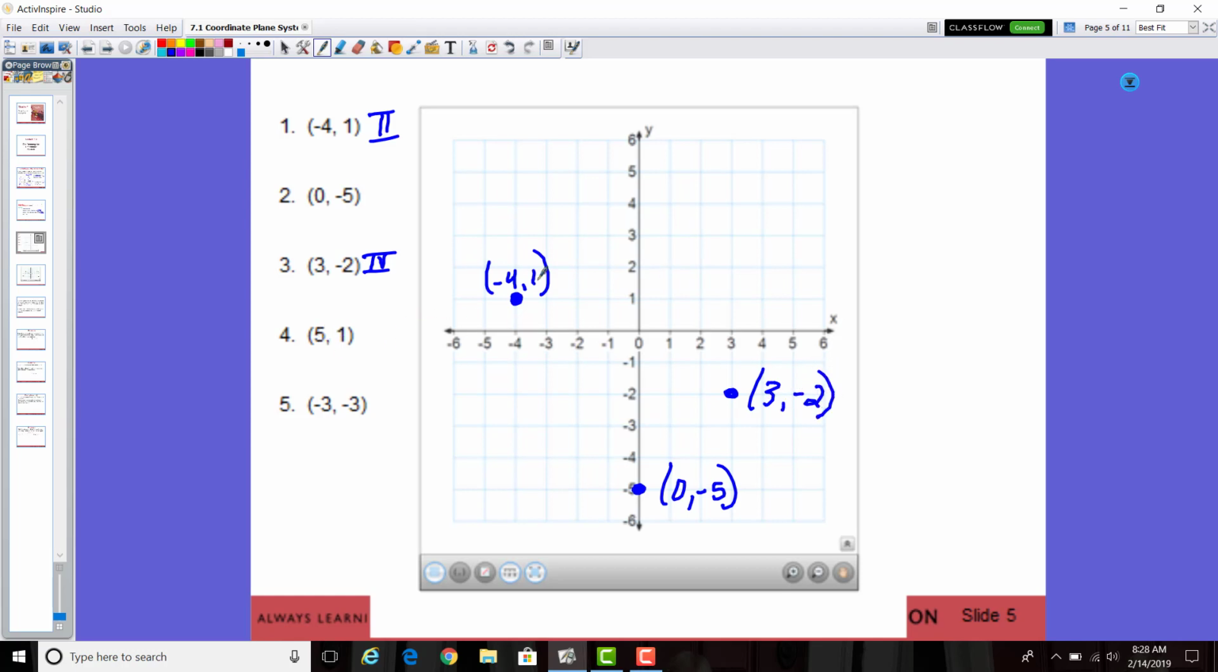(5, 1) is positive, so we know that's going to be in the first quadrant. Okay, positive 5 for x means we go right 5 steps. Positive 1 means we go up 1. This would be the point (5, 1).